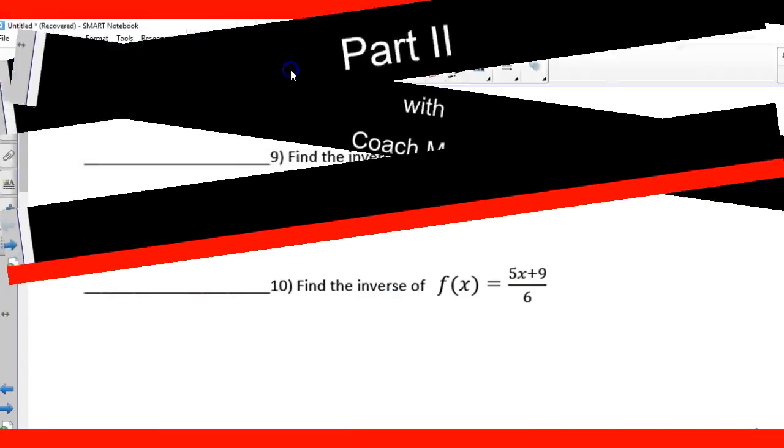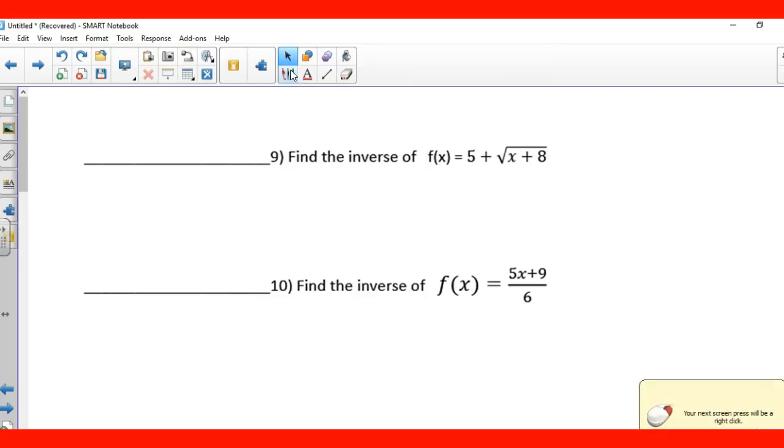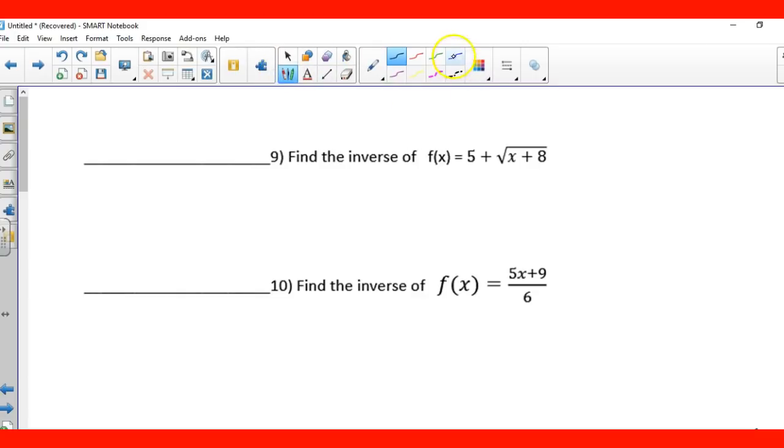All right, number 9 right here. Number 9, we need to find the inverse. All right, trying to get this mouse to work. There we go, cool. We got to find the inverse of this function right here. So the first thing you need to remember is step 1, write this in terms of y. So you have y equals 5 plus the square root of x plus 8.